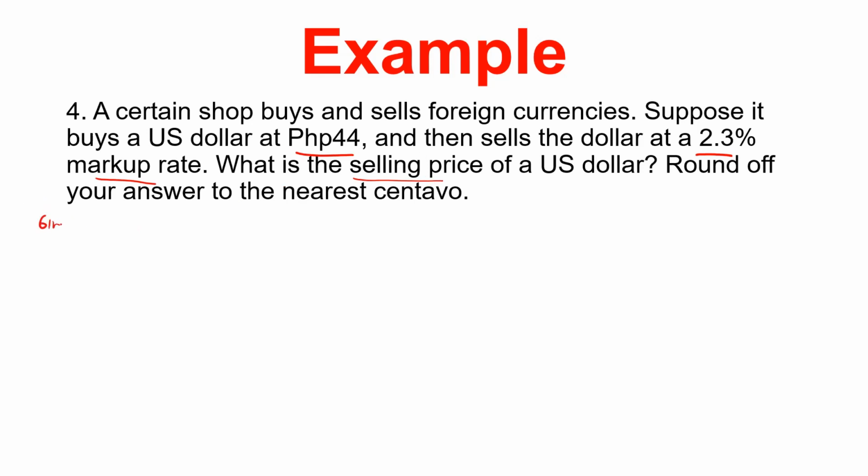Again, list down natin yung given natin. We have 44 pesos. That is our cost price. Si 2.3 is our rate of the markup. Okay, kasi sabi dyan, markup rate. So, first thing that we are going to do is to find. Hahanapin natin si selling price. List down all the formula that we have under the markup.